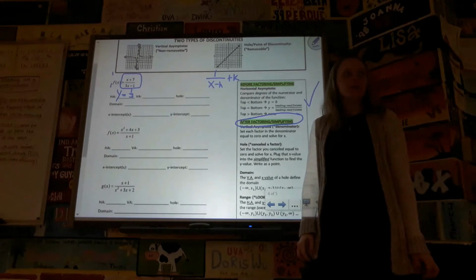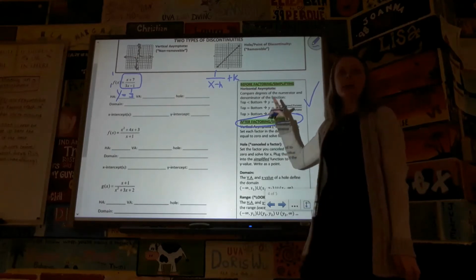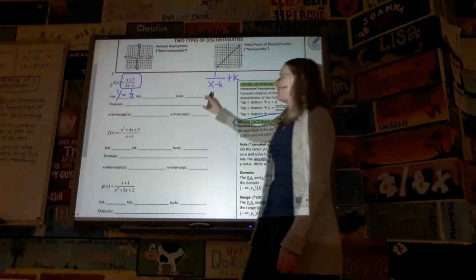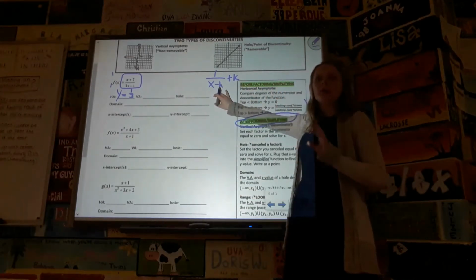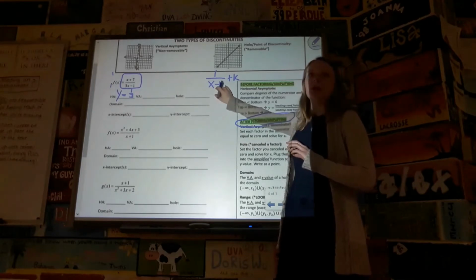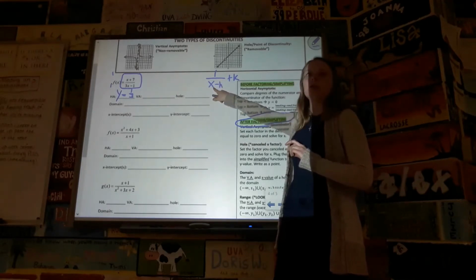Which one? H. Where is that in the fraction? The bottom, the denominator, right? The reason why, I don't remember if you guys recall, but at the very beginning of that lesson I said the reason why we have that vertical asymptote is because h can't be x. If you do x minus x or h minus h, you get 0.